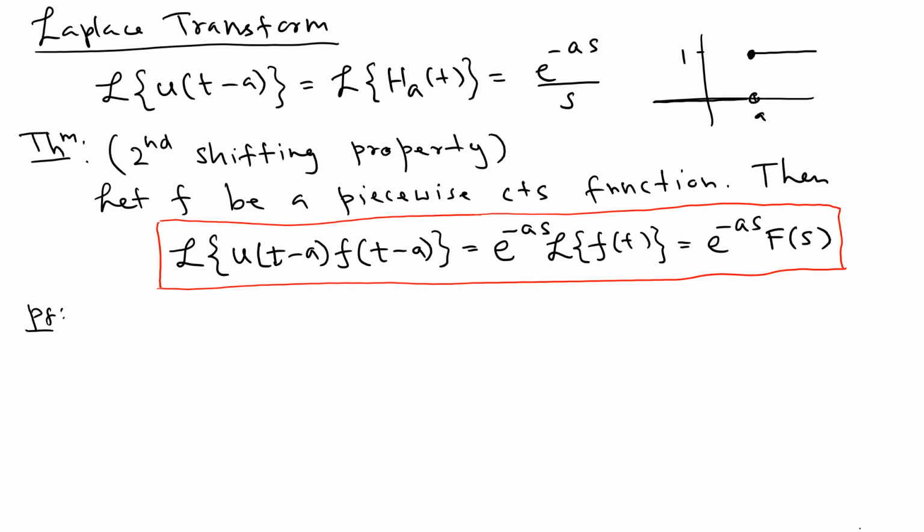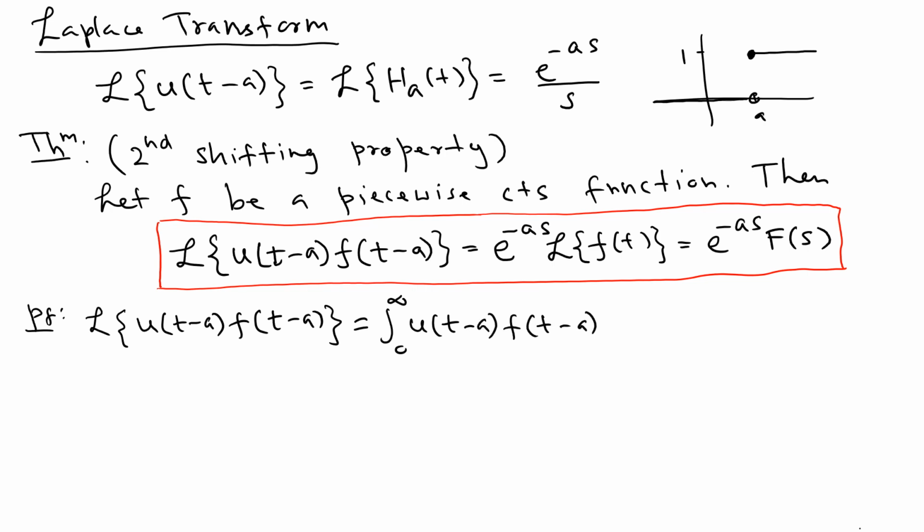What we can do is use the definition. The Laplace transform of u(t minus a) times f(t minus a), by the definition, is simply equal to the integral from 0 to infinity of u(t minus a) f(t minus a) times e to the minus st dt. So that's what we always do: multiply by e to the minus st and integrate from 0 to infinity.